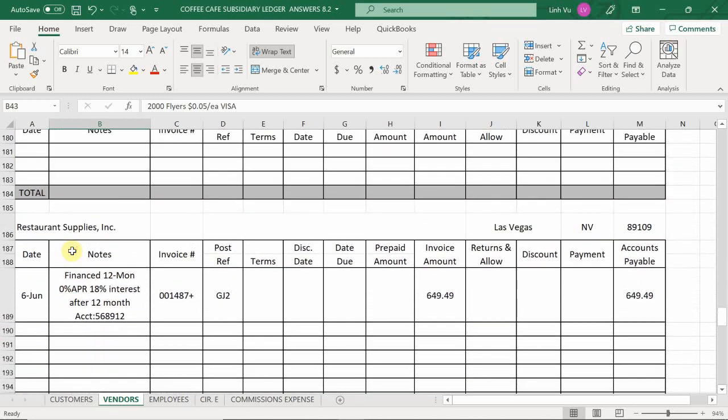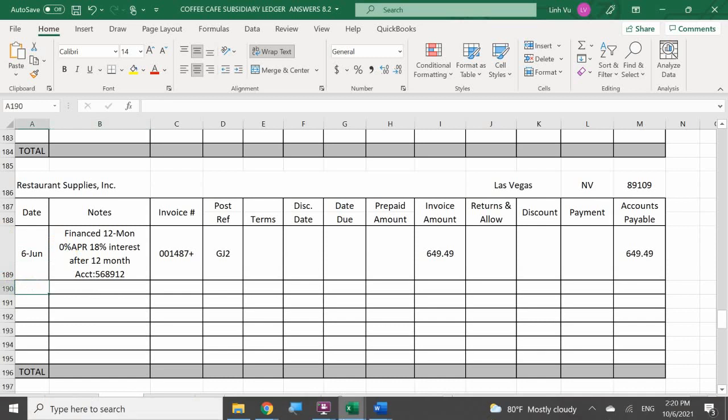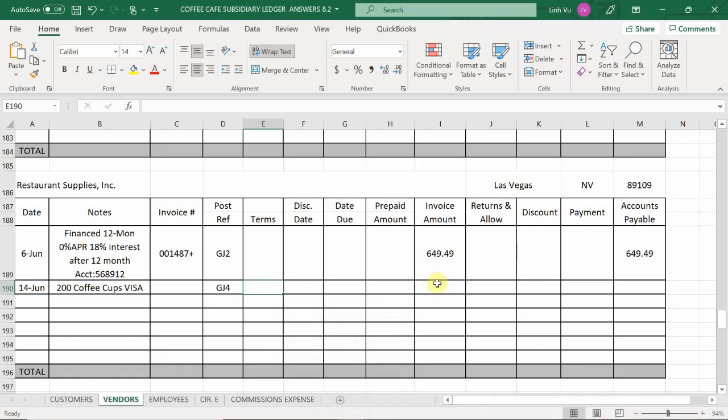Here you go, restaurant supplies. So we have 2,000 coffee cups. Visa payment. No invoice number. And journal number 4. No terms, because we went to the store and bought it.